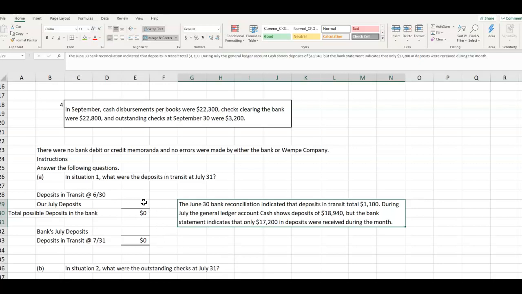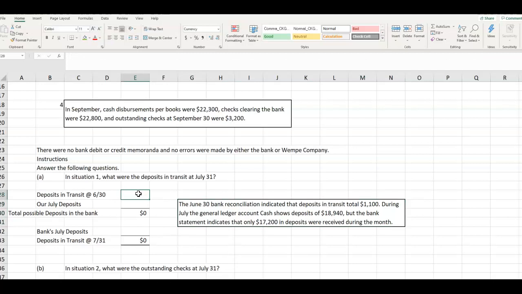So we start out with deposits in transit on June the 30th of $1,100. Our July deposits that we made, $18,940. Total deposits, if we had no outstanding deposits, no deposits in transit at the end of July, then the bank should have cleared $20,040 worth of deposits, but they didn't. They cleared only $17,200, which means we must have had $2,840 deposits in transit.